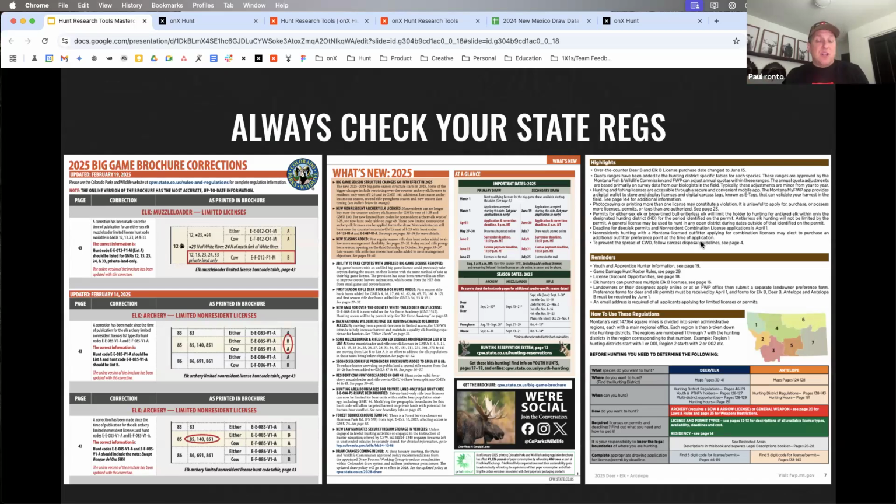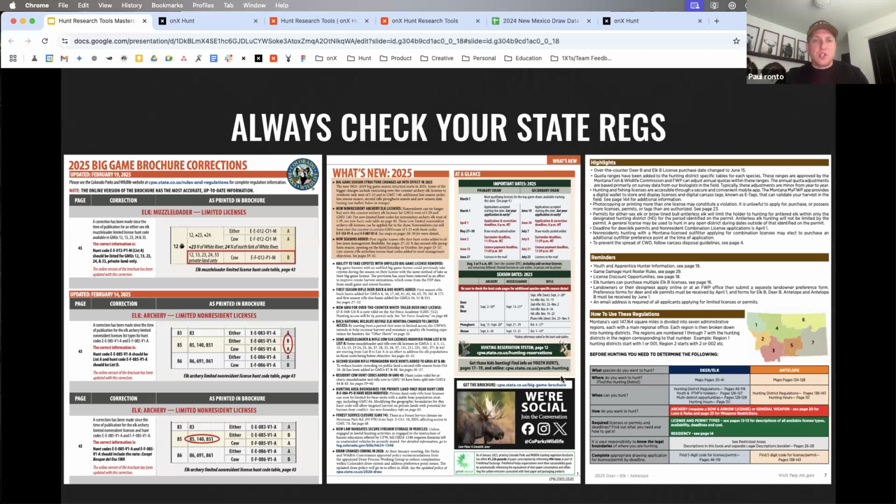And so in the next 3 years, you've really got to figure out your strategy so you're not left holding all these points and half of those tags now going in a random draw, which really benefits the hunters that have fewer points. And so always read your regs.